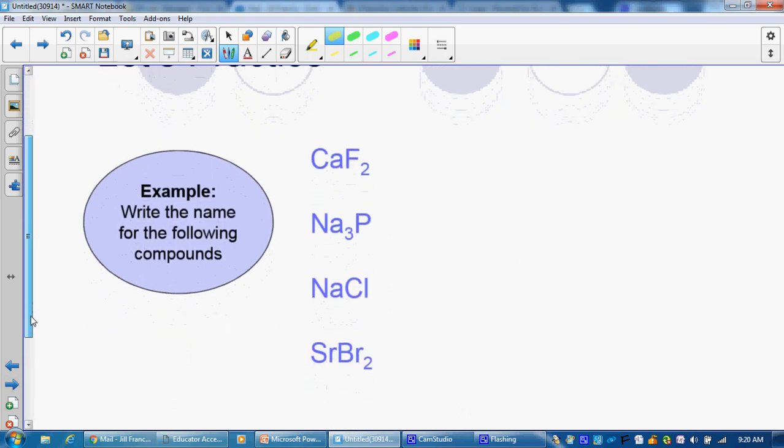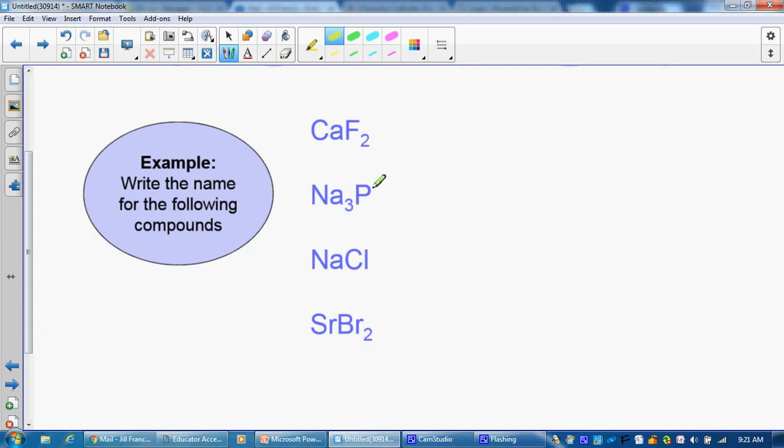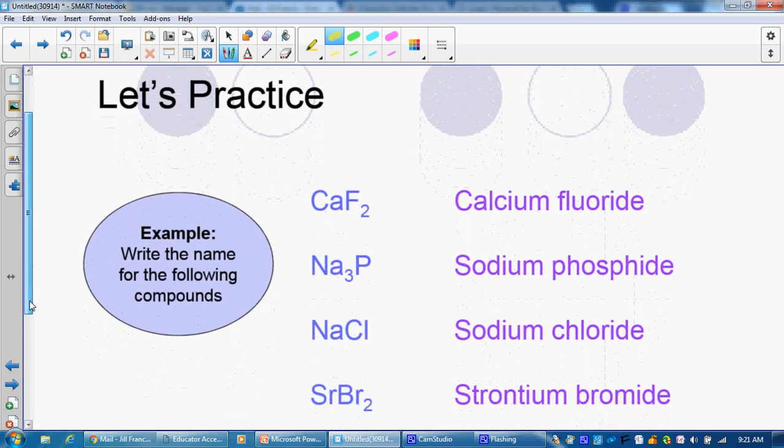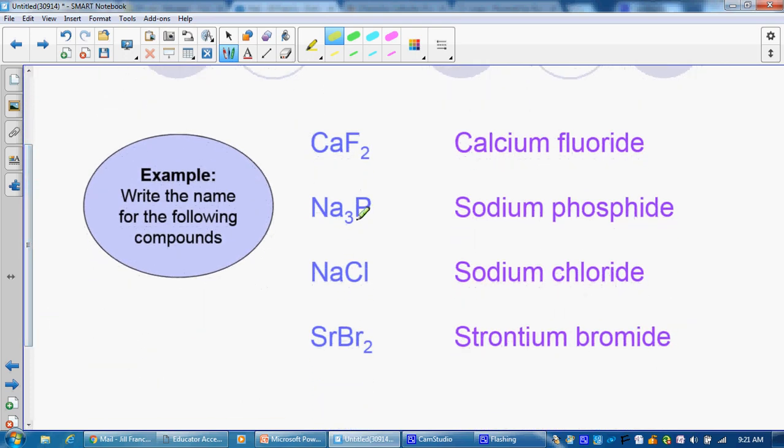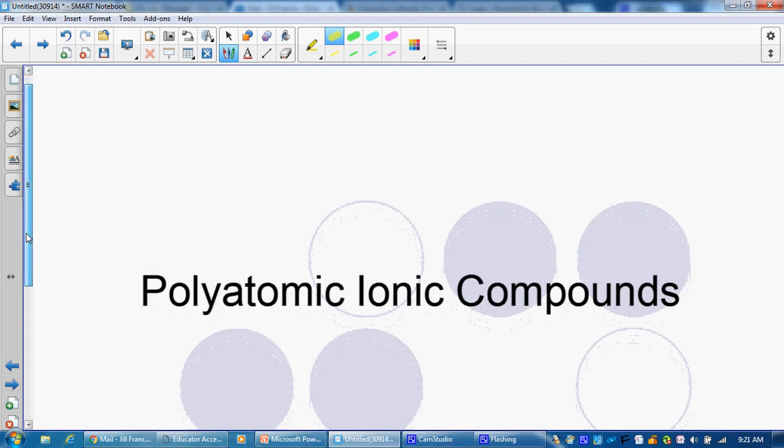So again, let's pause, write the answers down for these four, and then continue on to see the answers. Calcium, name of the metal. Fluoride. Sodium, this one's a little tricky because it's phosphorus, so it ends up being phosphide. That one's a little different. Sodium chloride we already did, and then strontium bromide. So fairly simple to name those.